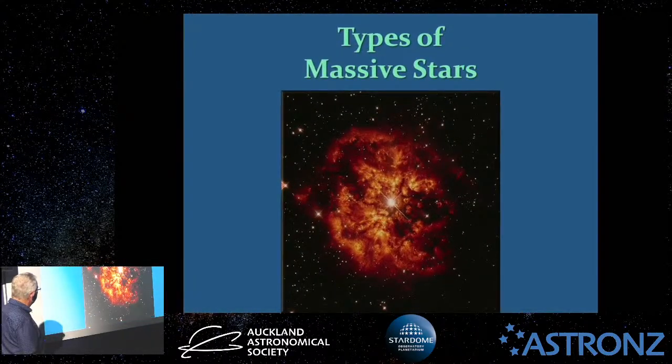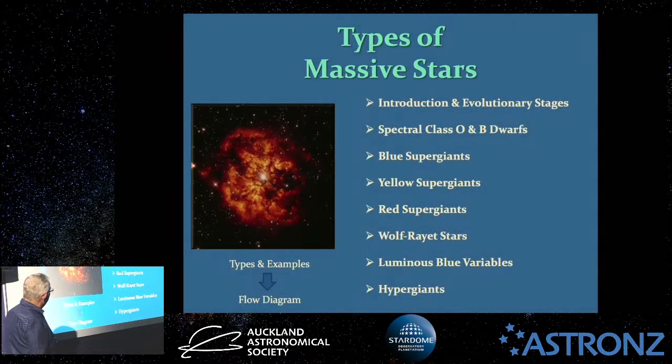So types of massive stars. I'm going to give you a bit of introduction to the different types and what drives their evolution. We'll then talk about the classes O and B, these dwarfs on the main sequence. We're going to talk about the supergiants, blue supergiants, yellow supergiants, red supergiants. Then we're going to talk about Wolf-Rayet stars, luminous blue variables, and we'll briefly mention hypergiants. We're going to talk about all the different types, and give you examples that you'll be able to see in the sky. And then I'm going to give you a flow diagram, which I hope will bring it all together for you.